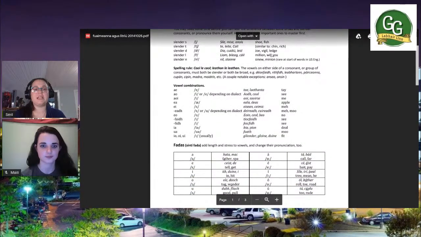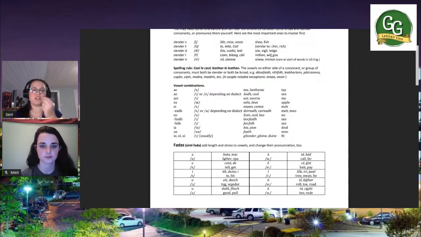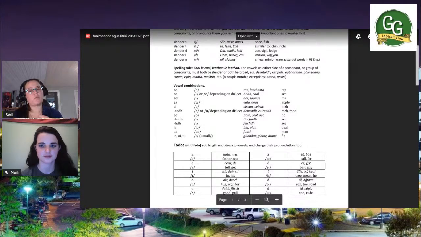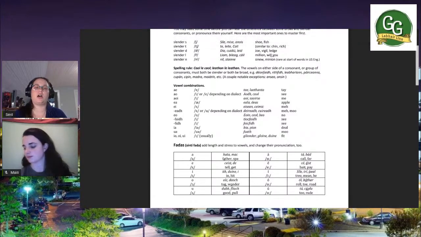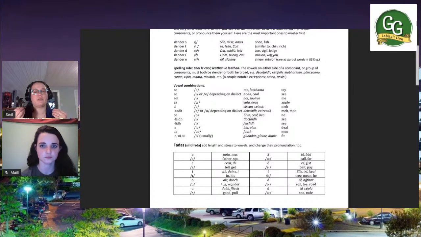And then the N is also like onion, so a minion. So it has that y attached to it. It's very rare at the start of words in US English. It's usually in the middle somewhere. But just remember that the thing about these slender consonants is that it's making them softer. So if you keep that in mind, that the consonant is going to be softer and not a hard consonant, then that can help you remember.